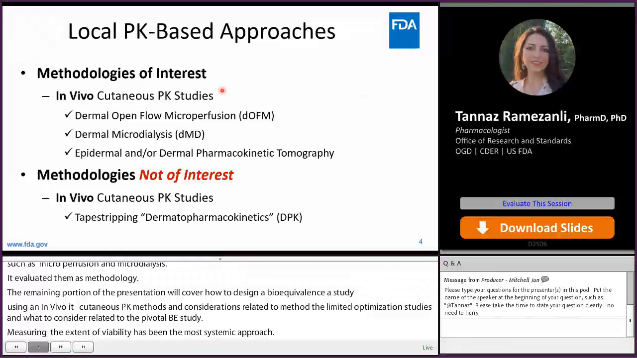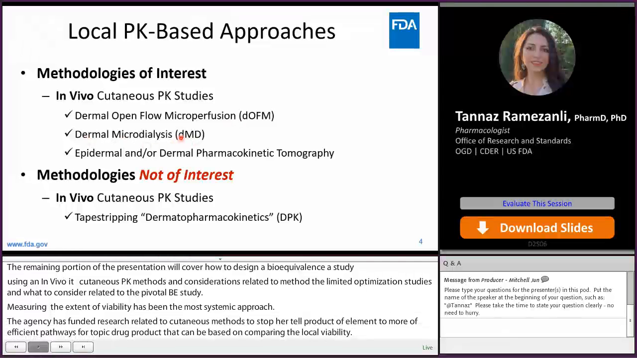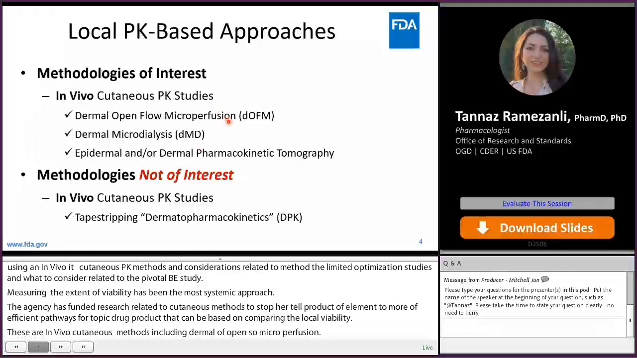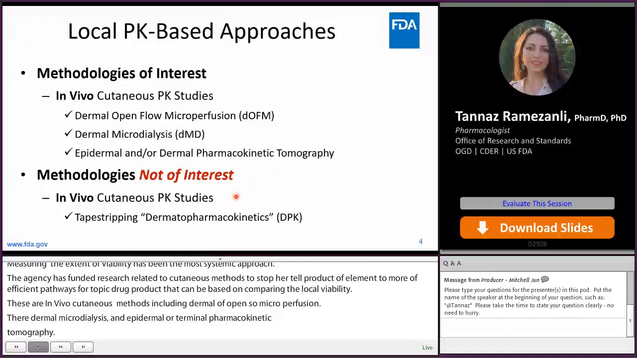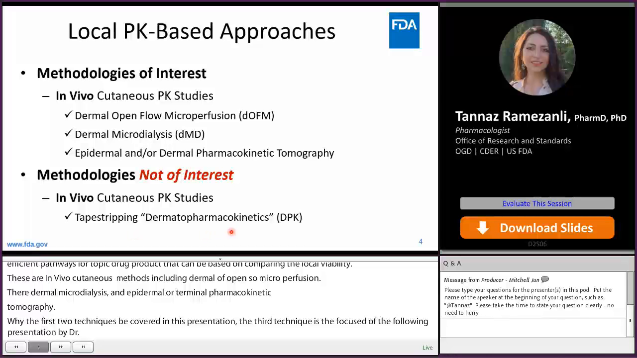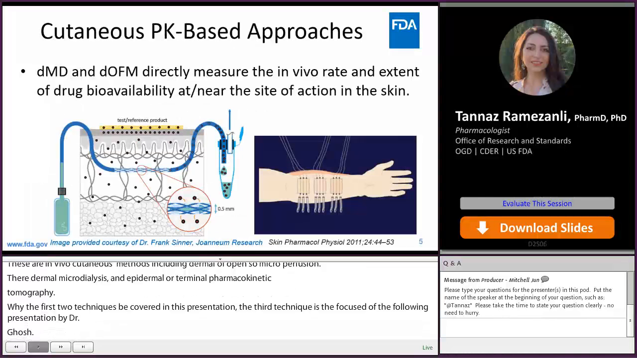These in vivo cutaneous PK methods include dermal open flow microperfusion or DOFM, dermal microdialysis or DMD, and epidermal or dermal pharmacokinetic tomography. While the first two techniques will be covered in this presentation, the third technique is the focus of the following presentation by Dr. Ghosh. There are also other in vivo cutaneous PK methods, such as tape stripping or dermatopharmacokinetics, that are currently not the method of interest for BE assessment.